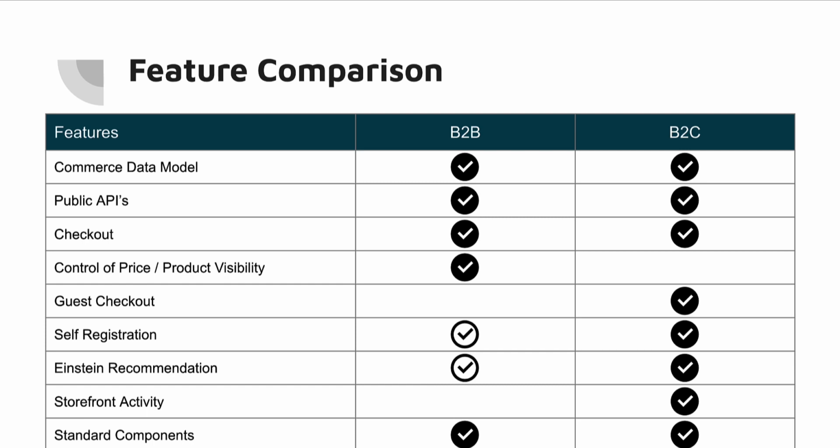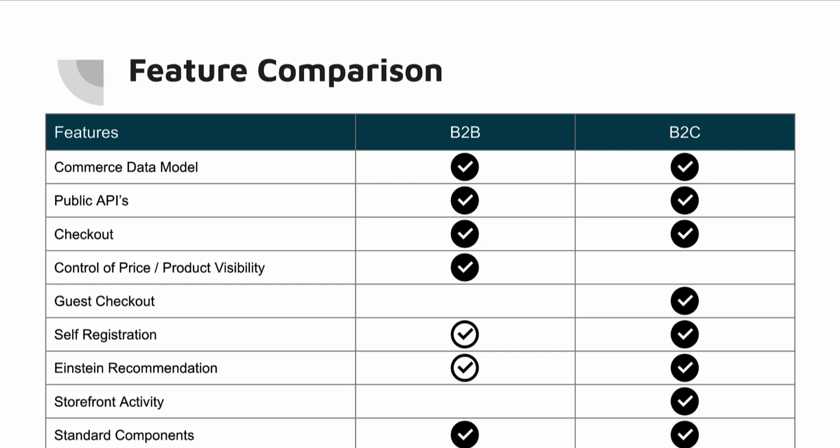Guest checkout. Again, this is a B2C type of capability, right? On a B2B side, we need to know what business you're a part of. We need to know what agreements we have in place and what prices are in place. With the B2C side, we want you to be able to go through checkout as quickly as possible. So that's where that guest checkout comes in.